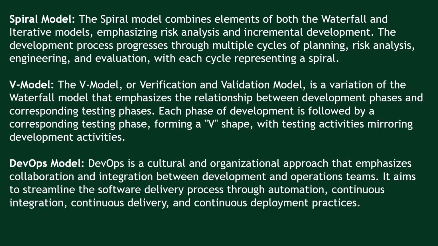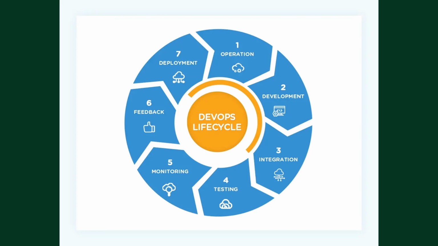DevOps model. DevOps is a cultural and organizational approach that emphasizes collaboration and integration between development and operations teams. It aims to streamline the software delivery process through automation, continuous integration, continuous delivery, and continuous deployment practices. Here's an example of a DevOps lifecycle chart. First, we have operation, then development, then integration, testing, monitoring, feedback, then deployment.